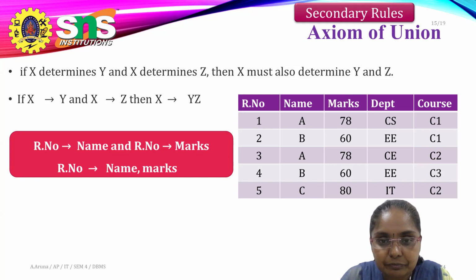Similarly, roll number determines name, and roll number determines marks. Then I can say roll number determines name and marks, because using roll number I can identify name, and using roll number I can identify marks. So by using roll number, I can identify both name and marks. Then we can call this the axiom of union.